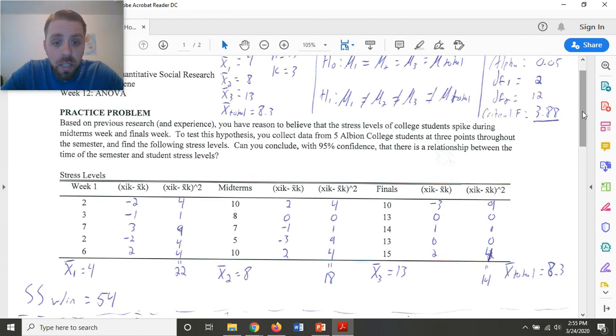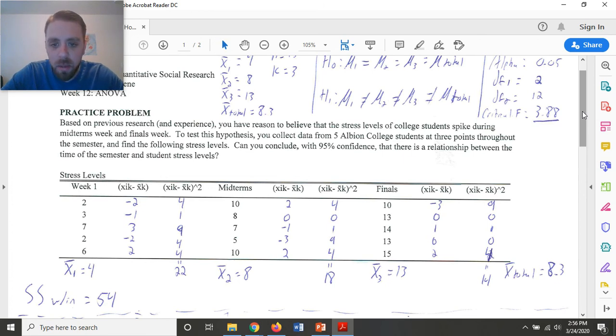I then went on to do the exact same thing for midterms, except now I was careful to make sure I was subtracting 8 as the group mean here. So 10 minus 8 is 2, 8 minus 8 is 0, 7 minus 8 is negative 1, 5 minus 8 is negative 3, and 10 minus 8 is 2. I then squared each one of my deviations from the group mean to get to 4, 0, 1, 9, and 4. The summation of which gave me 18. That's the sum of squared deviation for the midterm week.